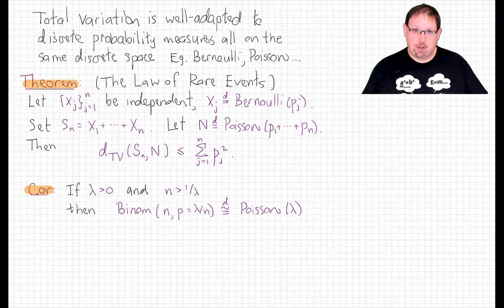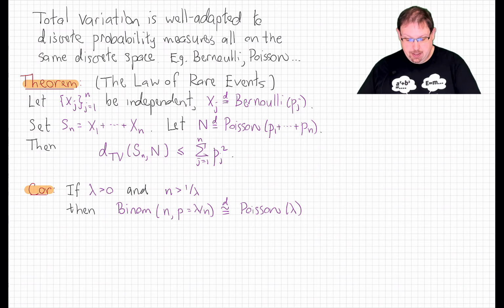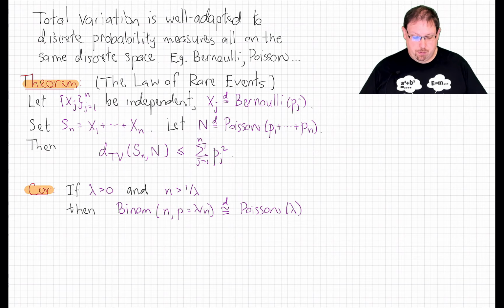Let X1 through Xn be independent Bernoulli random variables with potentially different means, p1 through pn, and consider the sum of those. If all of the p's were equal, this sum would be a binomial distribution with parameters n and p, but for different pj's, it's just a sum of independent things. The convolution of these different Bernoulli distributions in distribution.